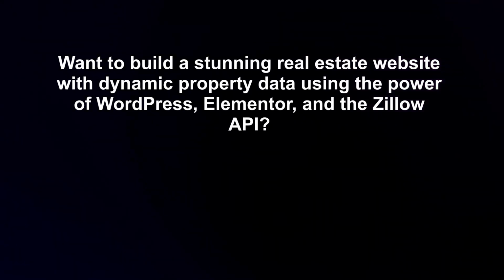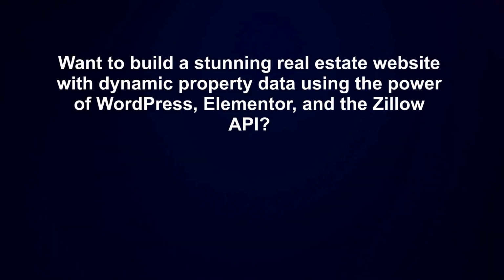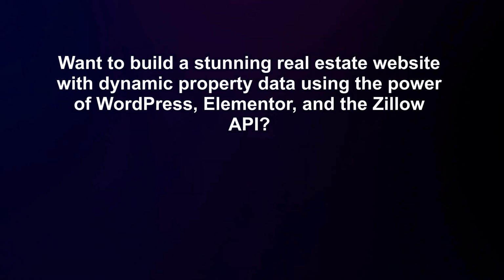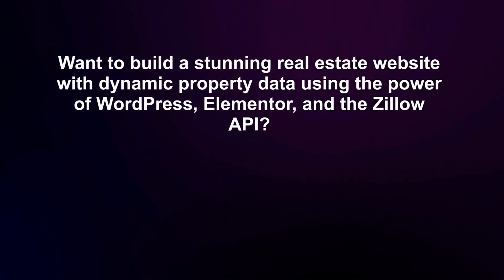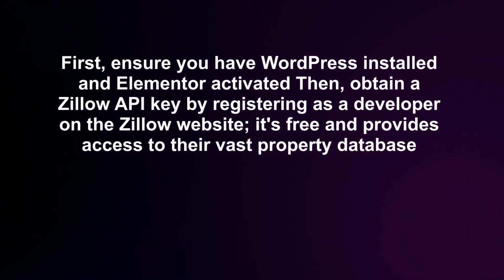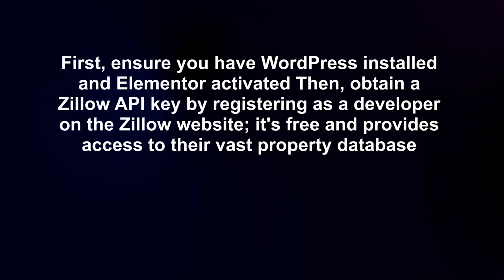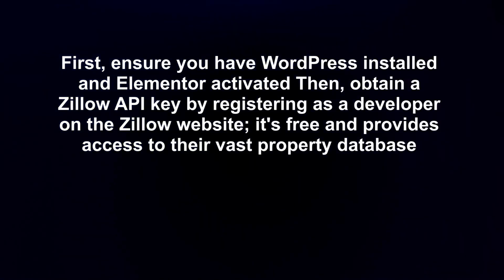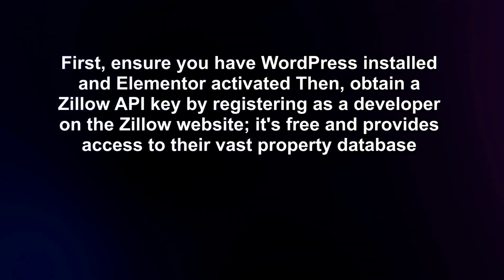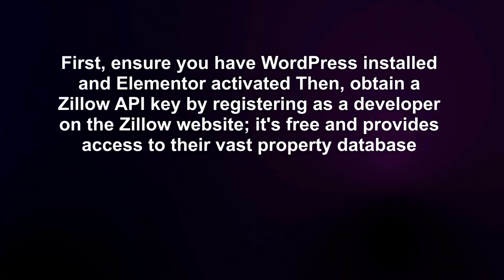Want to build a stunning real estate website with dynamic property data using the power of WordPress, Elementor, and the Zillow API? First, ensure you have WordPress installed and Elementor activated. Then, obtain a Zillow API key by registering as a developer on the Zillow website. It's free and provides access to their vast property database.